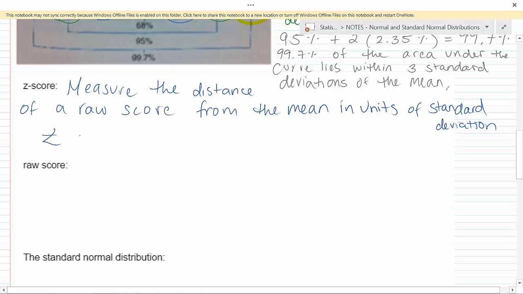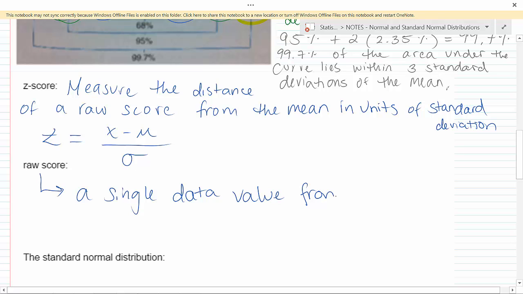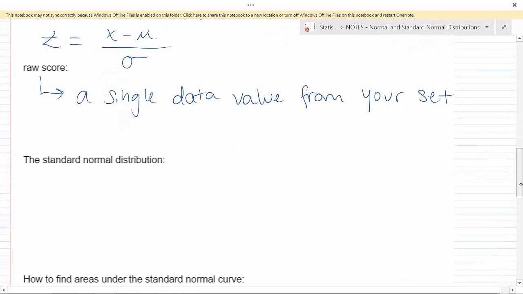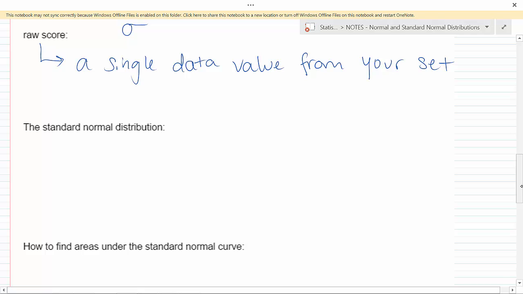The formula for a z-score is x minus mu divided by sigma. Down here I have the definition of a raw score. It's a single data value from your set. So you've drawn your data, you have a bunch of numbers. You could find the z-score for one of them by just taking that number and plugging it into the z-score formula.